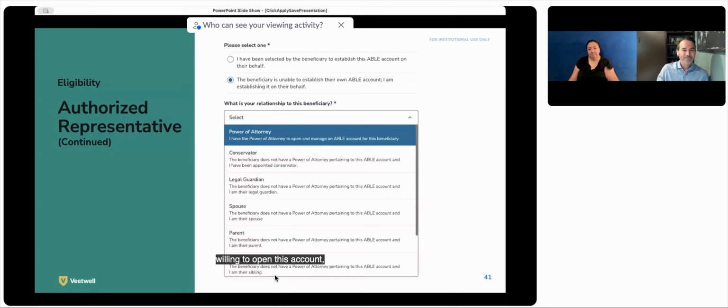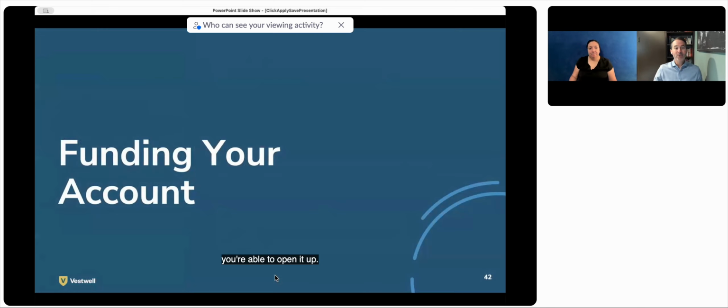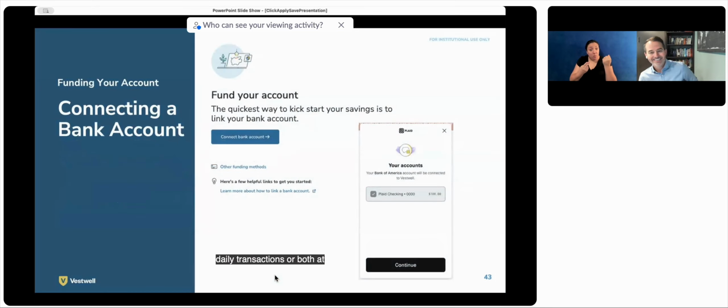We could go to the next slide. Now we're going to be moving on to just funding the account, which is the exciting part. We know many people use ABLE accounts for long-term savings. We also know that some people use it for daily transactions or both at the same time. That's okay. The ABLE account is made for you.